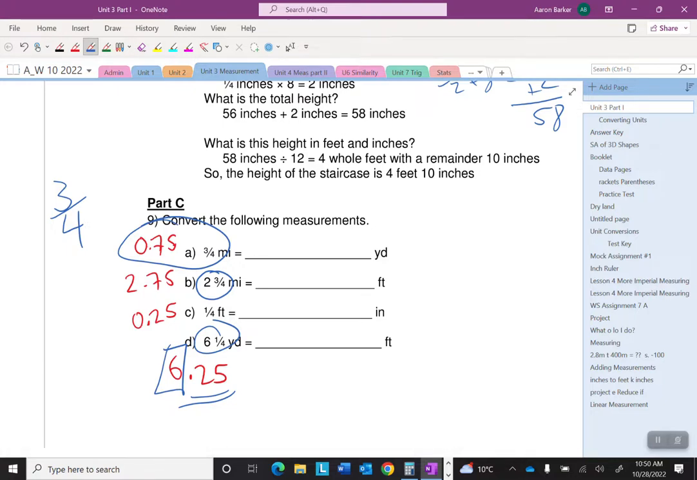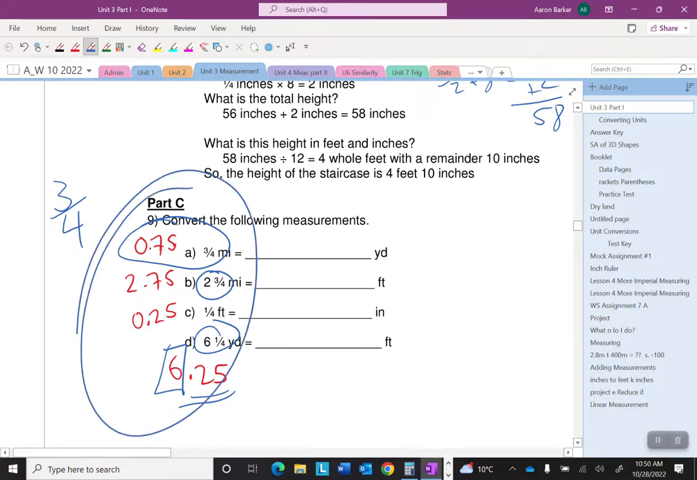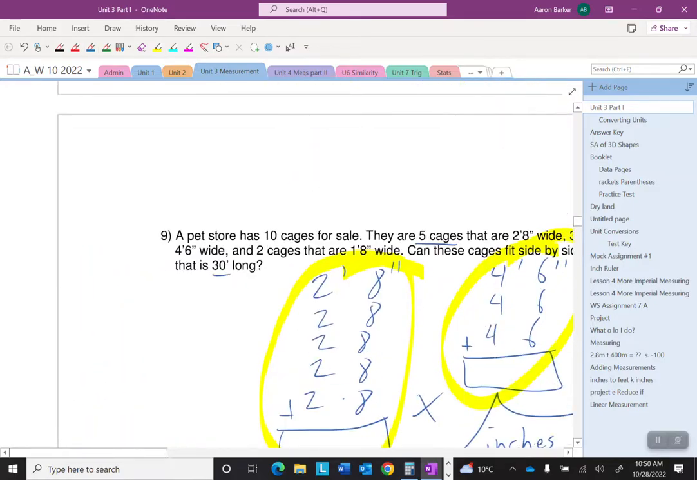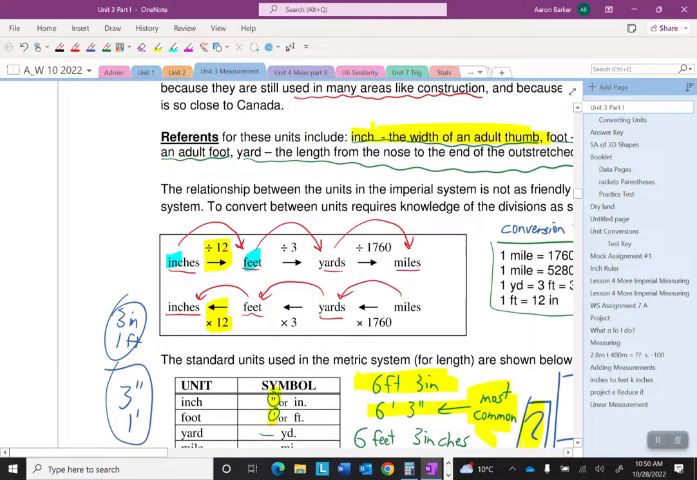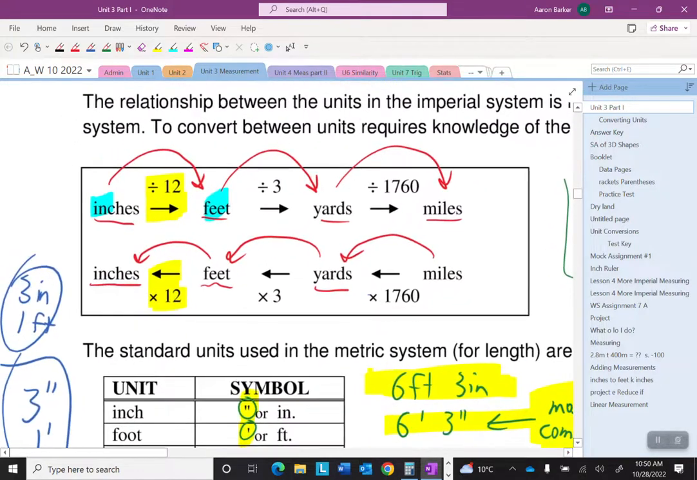For these conversions, once you get your numbers as decimals, you go back up here and look at the chart. And as Mr. Barker said yesterday, here's the chart. I just simply have to look at what I'm converting and then do my conversions. You're right. Look at this chart always. It tells you how to do it. So have that handy. Any questions?